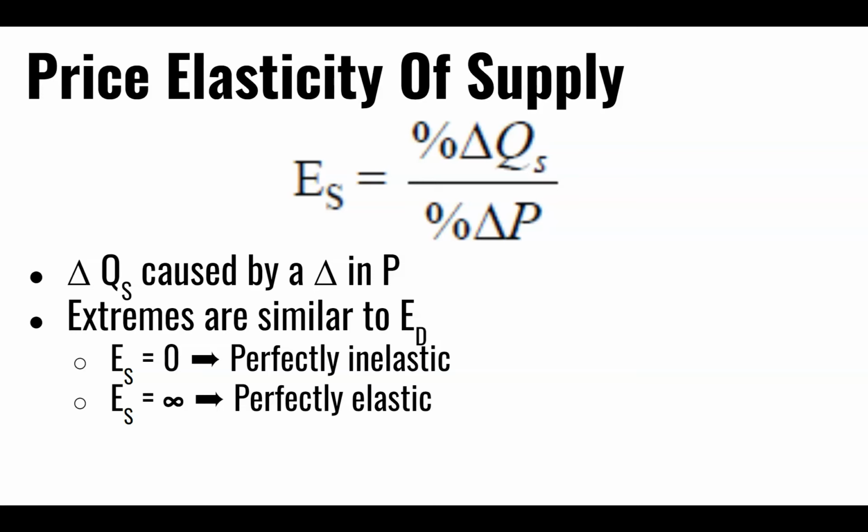And just like with demand, the extremes are the same. If elasticity of supply is 0, we are perfectly inelastic. It's a vertical supply curve. If the elasticity is infinite, then it's horizontal in nature. It's perfectly elastic. So it's the exact same thing as demand, only now we're saying supply.